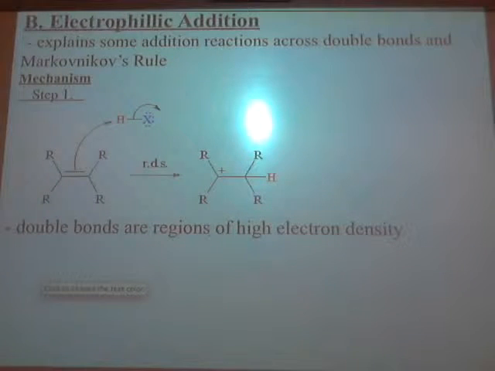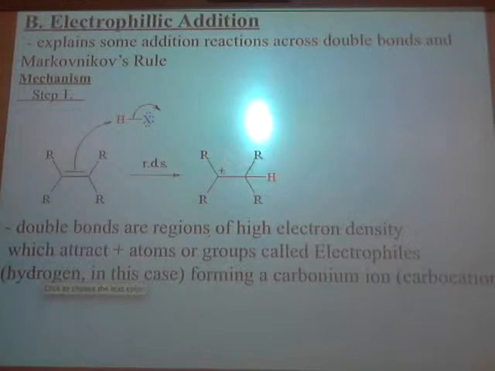Double bonds, like I said, are regions of high electron density. Why is that doing that?